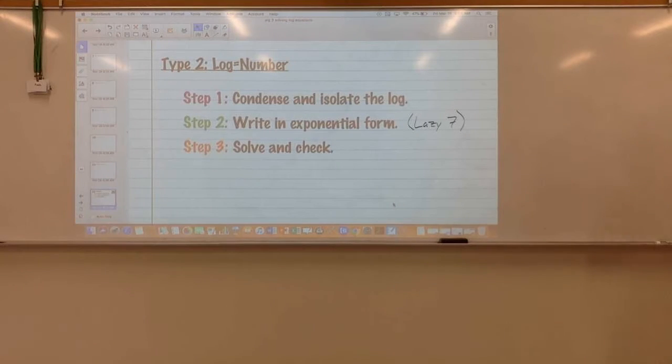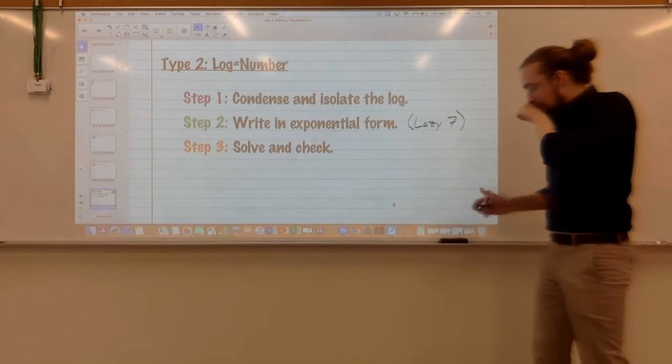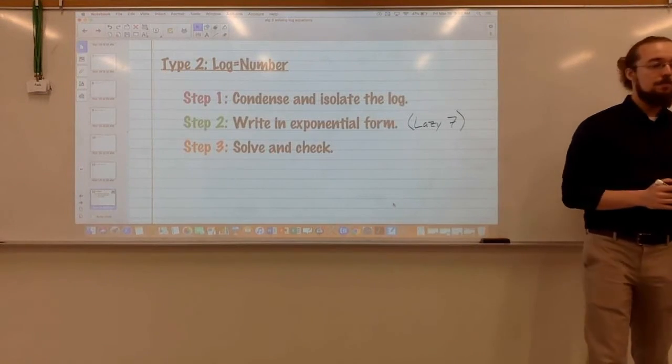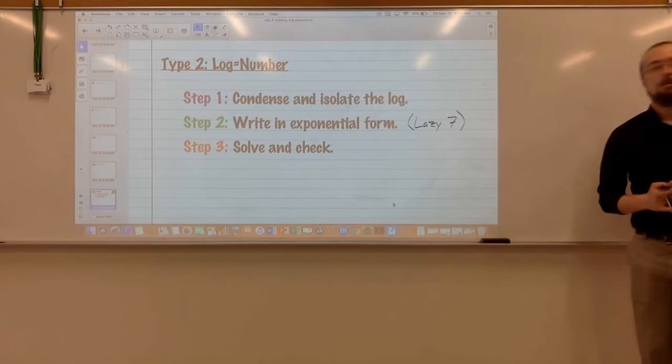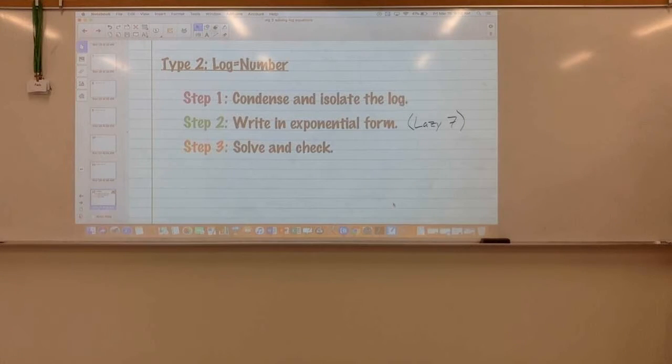So go through a couple of examples of this here. Give me a minute to finish copying these steps down.